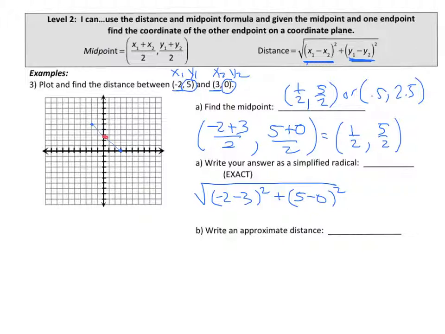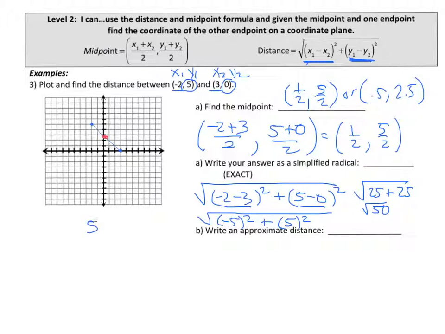And then I simplify. To simplify this, I do what's inside parentheses first. So I'm going to rewrite this. -2 minus 3 is -5 squared, and 5 minus 0 is 5 squared. -5 squared is positive 25, and 5 squared is positive 25. Add them together, you get radical 50. And then we just have to simplify that radical. Square root of 50, 50 is 25 times 2, which is 5 times 5. So I can take out a 5 and leave a 2 inside, and I get 5 radical 2.